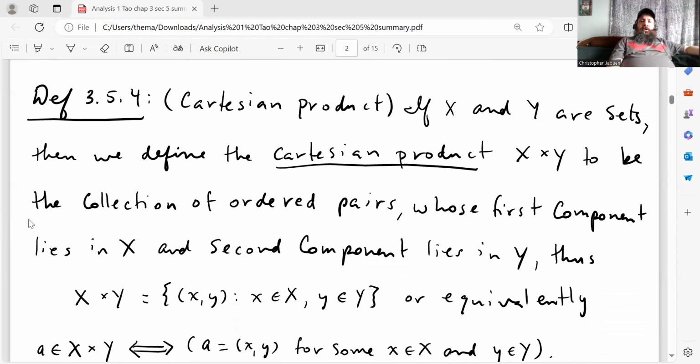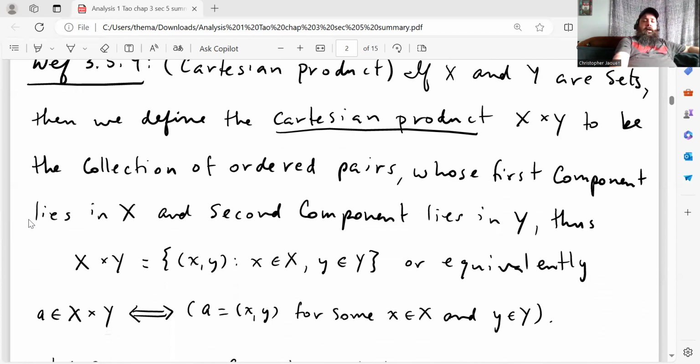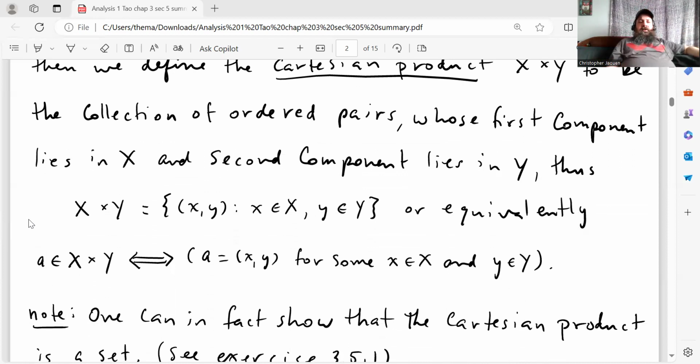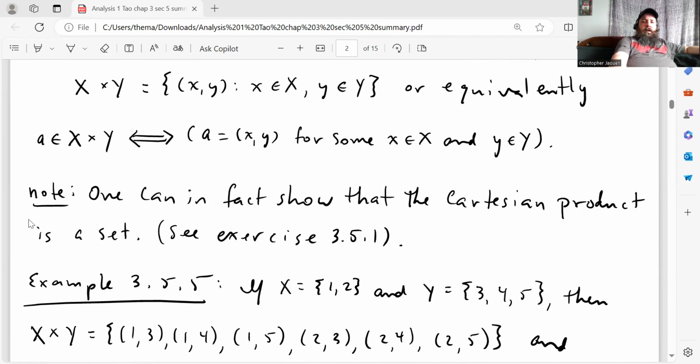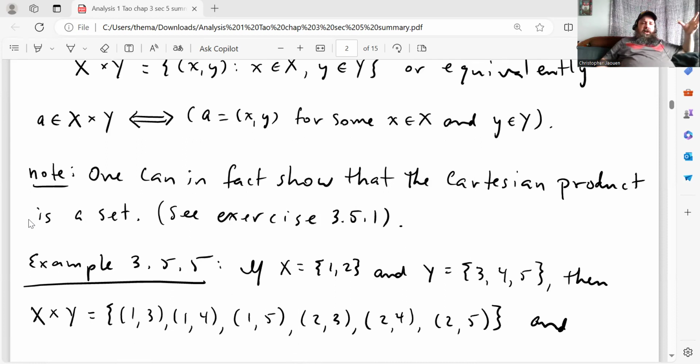Okay, now we have the definition of Cartesian product. So this is definition 3.5.4. If X and Y are sets, then we define the Cartesian product, X times Y, to be the collection of ordered pairs whose first component lies in X and the second component lies in Y. Thus, another way of saying this is X times Y is the set of all (x, y) such that x is in X and y is in Y, or equivalently, a is an element of X times Y if and only if a is (x, y) for some x in X and some y in Y. He just makes a note after this. One can, in fact, show that the Cartesian product is a set, which we'll do in exercise 3.5.1.